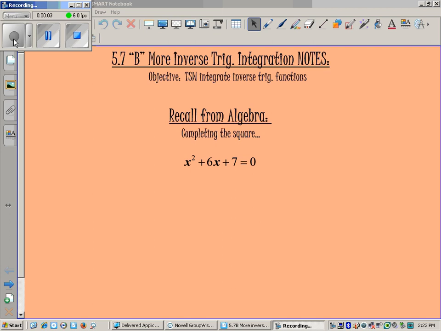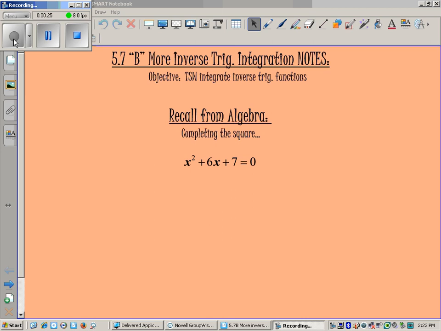Hi guys, today we're going to do 5-7b. We're going to continue on with our inverse trig integration. Before we start doing some integrals, we do need to review a concept from back in algebra, whether it was back in your regular algebra 3-4 or your 3-4 honors, but it's called completing the square. So hopefully you remember it as we start going through it.